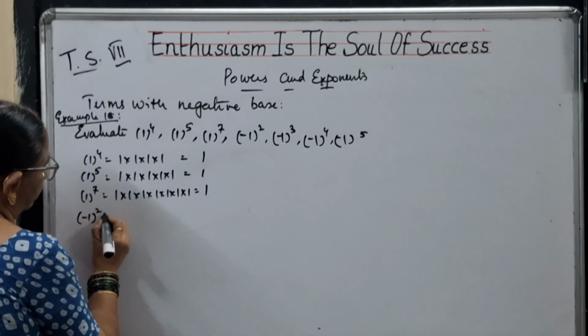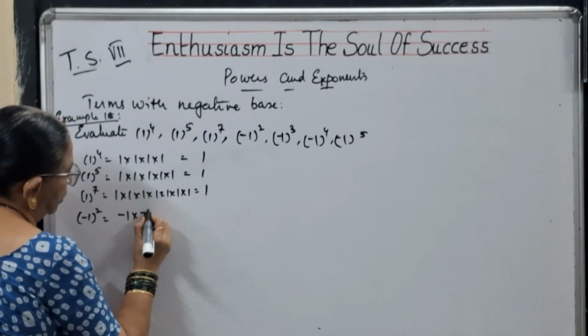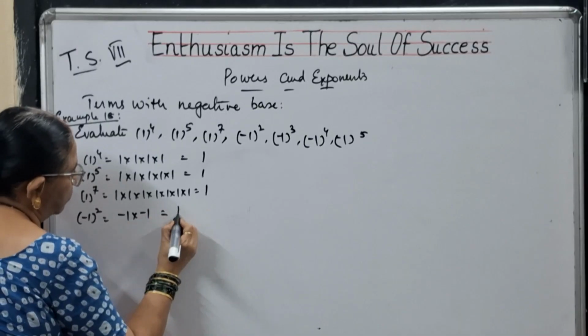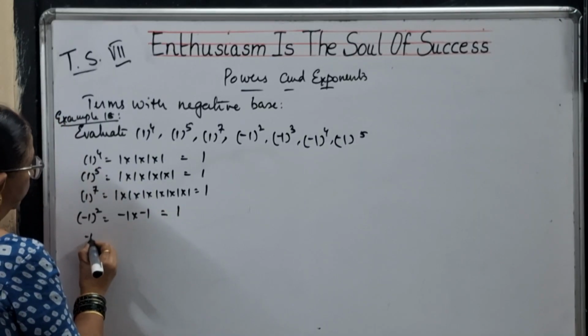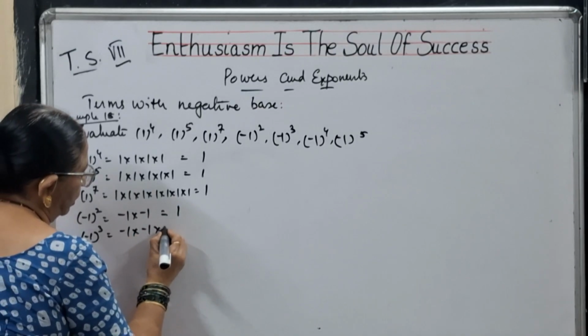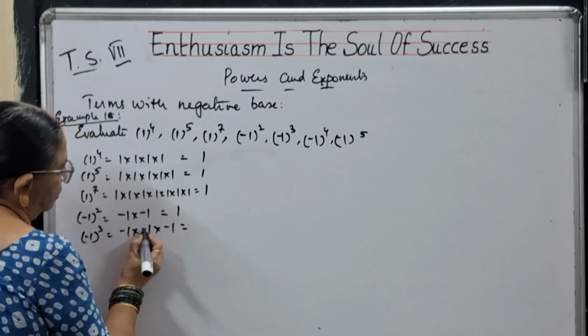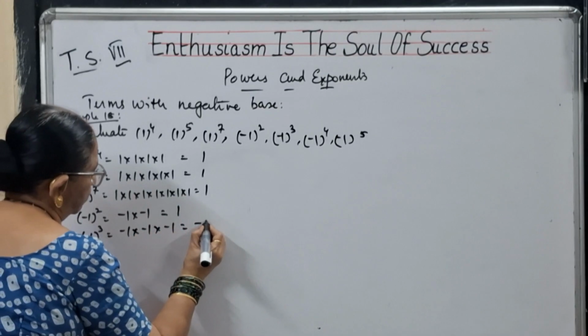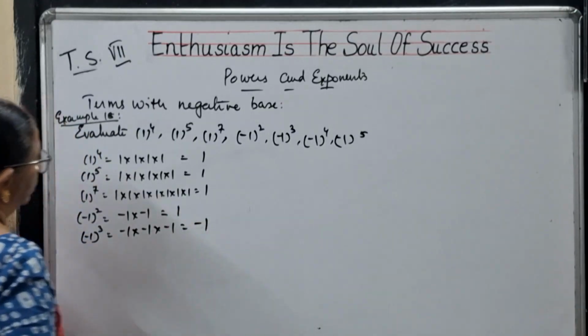Minus 1 whole square. Minus 1 into minus 1, minus into minus plus. Minus 1 whole cube. Minus 1 into minus 1 into minus 1. See, minus into minus plus, plus into minus minus. So the answer is minus 1.